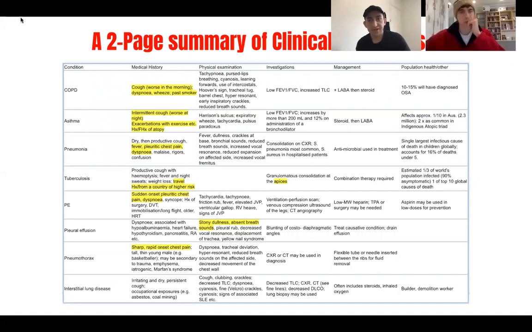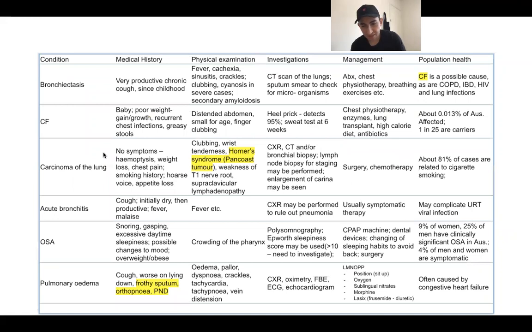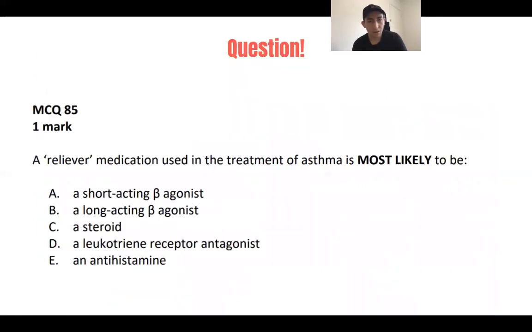Those are for the questions. Here is a two-page summary of all the clinical conditions that you're expected to know, what a typical presentation is, what you'd see on an exam, how you'd manage them, basically everything you need to know condition-wise, in case you want to go back and have a look at this. So just two pages here. Some of these are more important than others, but I think just going through this once would be really helpful for you guys. I won't cover this right now.